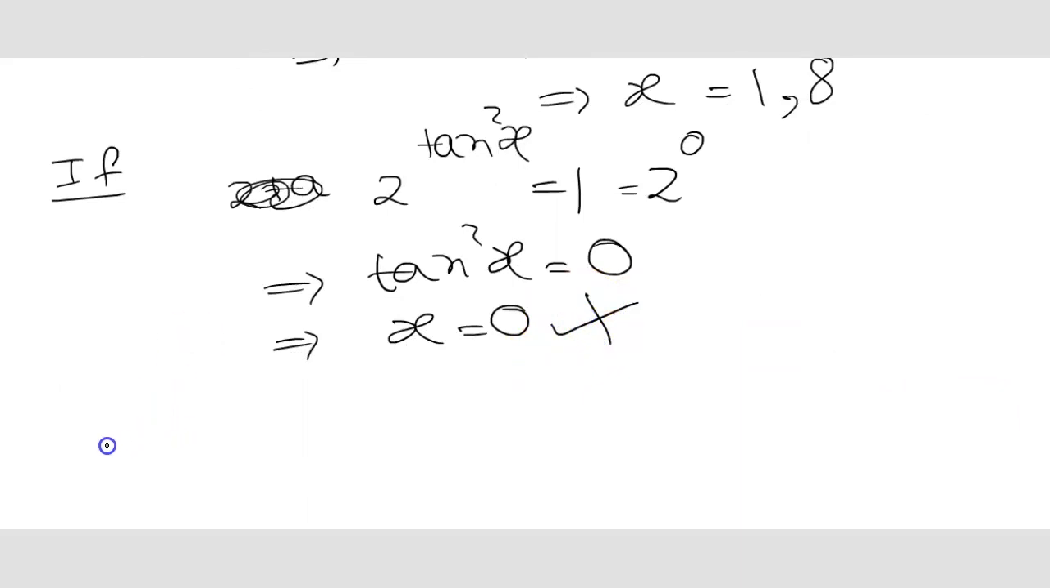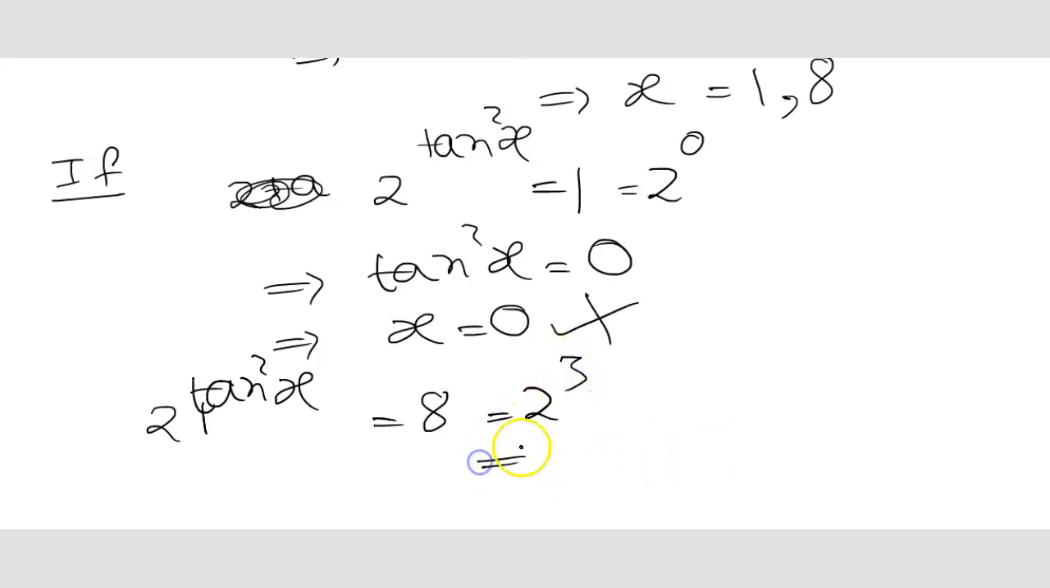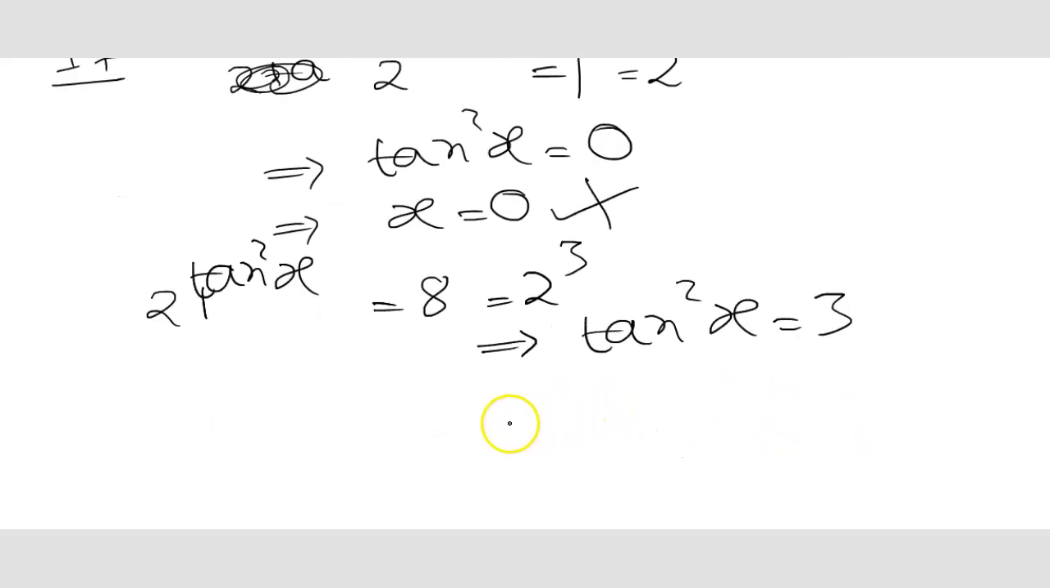So the other option is 2 to the power tan square x equals to 8, and we can write 8 as 2 to the power 3. This gives us that tan square x equals to 3, and it results as simply tan x equals to root 3, right? As x lies in the first quadrant, we omit the negative sign.